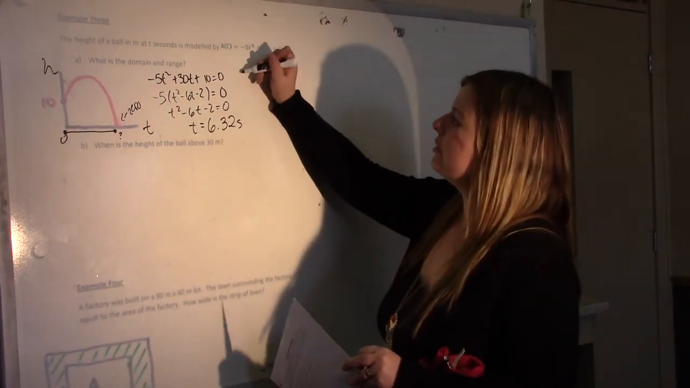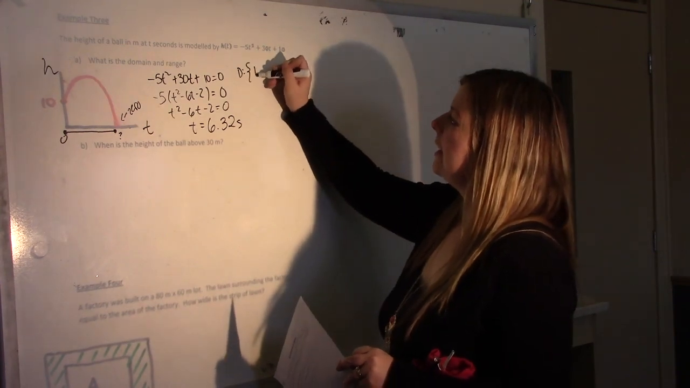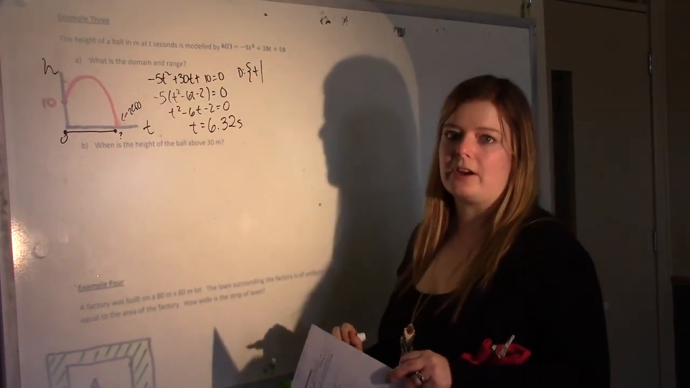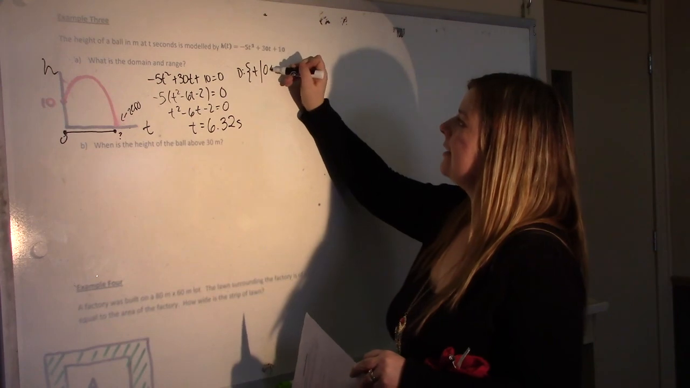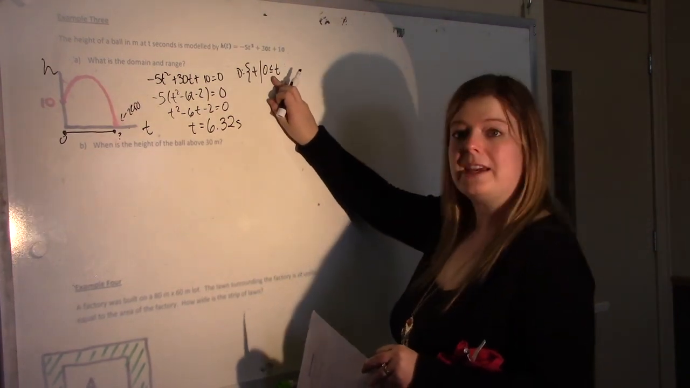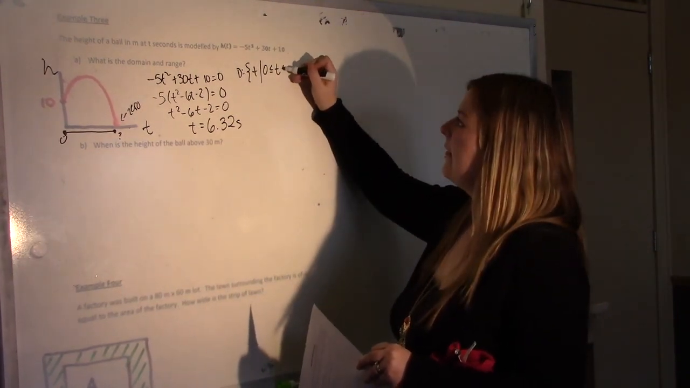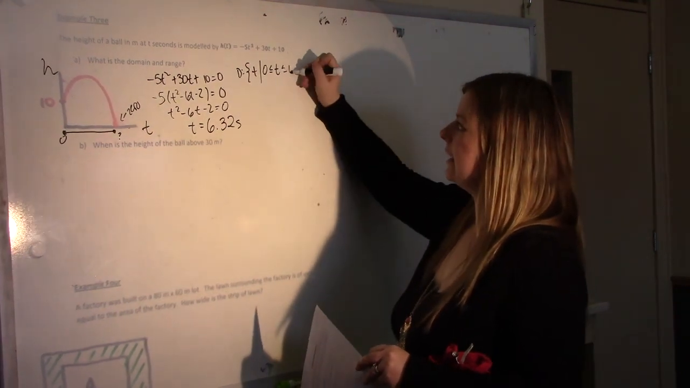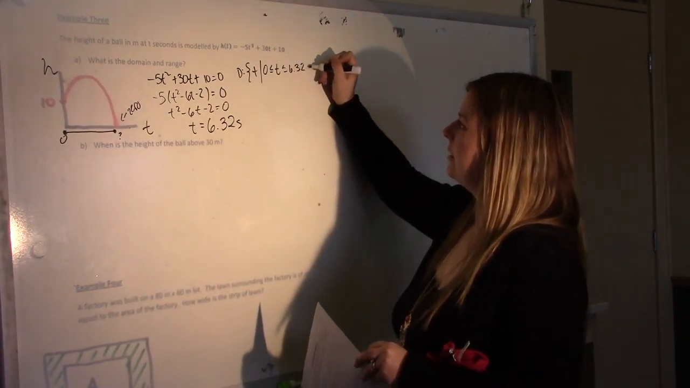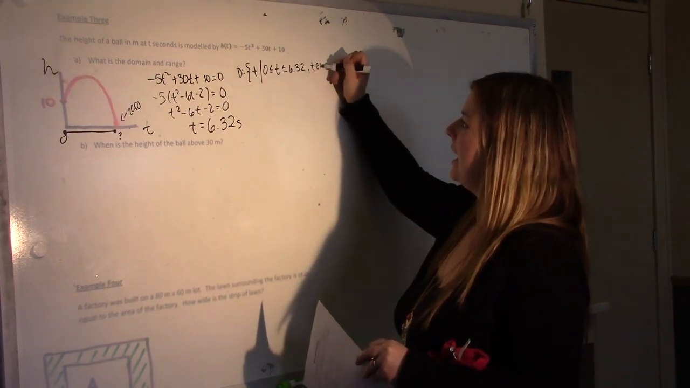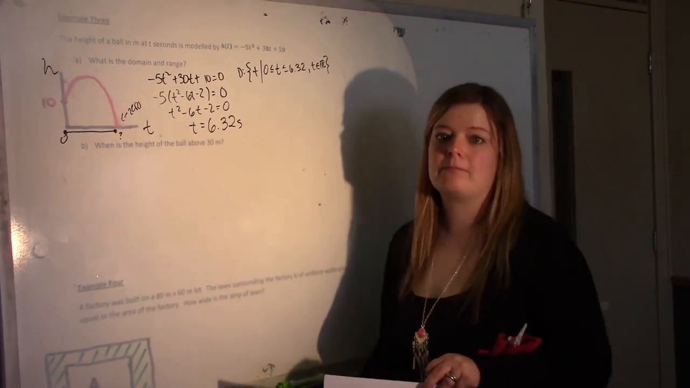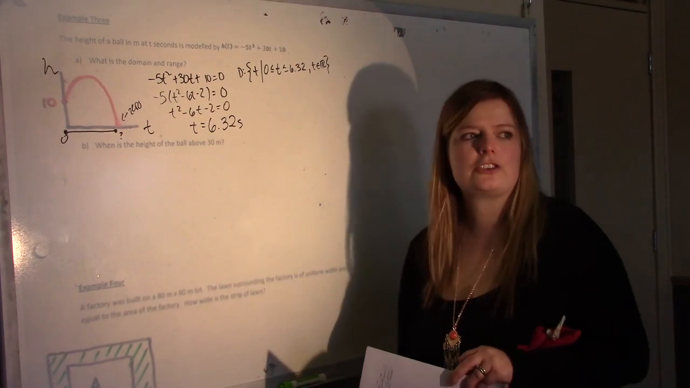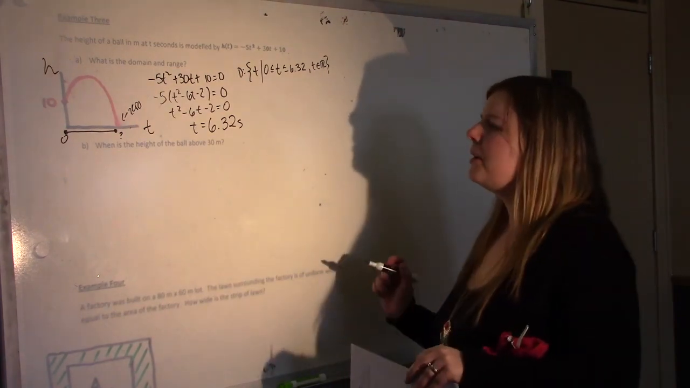So now you know that your domain is t, make sure you use the right variable, such that t, the time, has to be greater than or equal to 0, and then less than or equal to 6.32 seconds, because it goes right up until the second 6.32, and t can be any real number because time can be a real number, not just an integer.